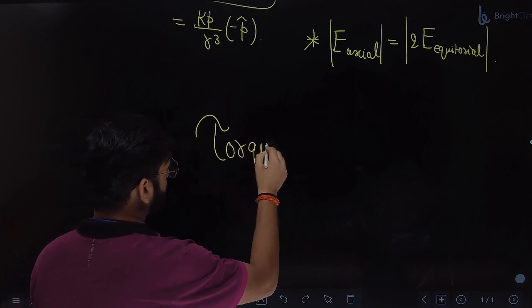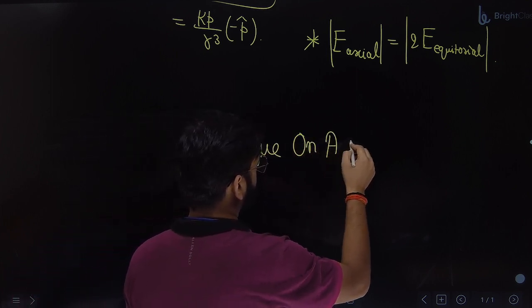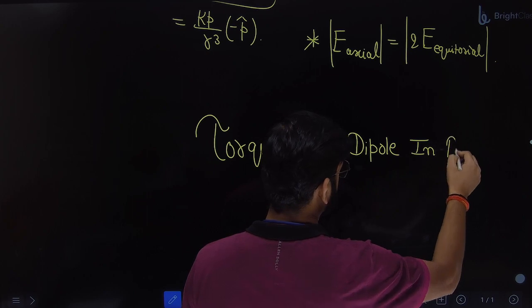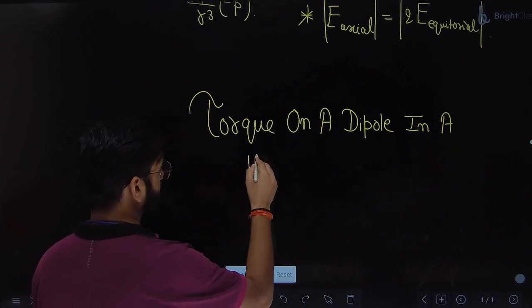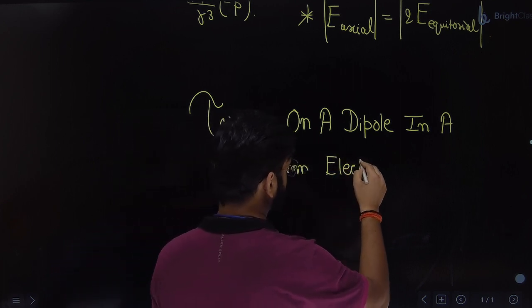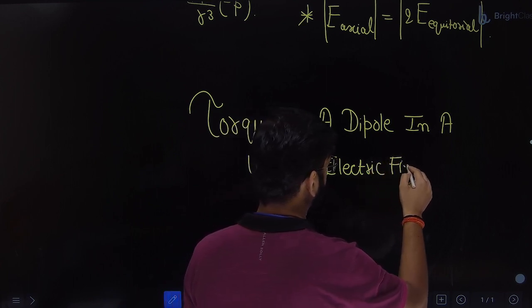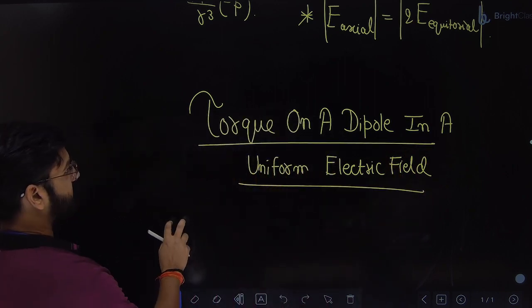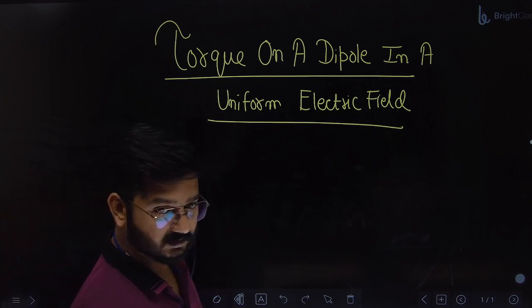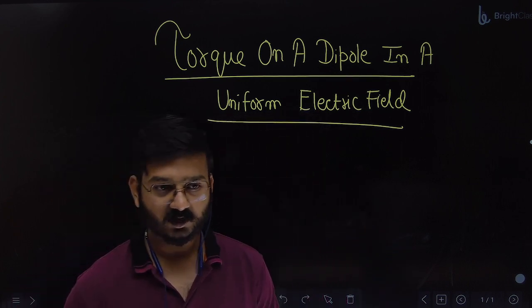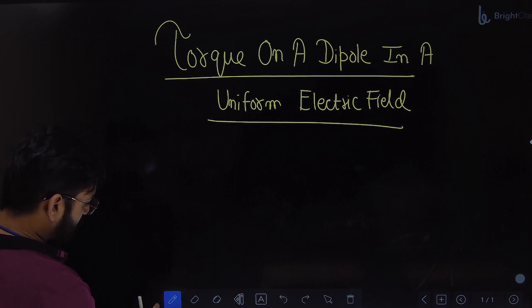Write down the heading: Torque on a dipole in a uniform electric field. All of you remember what is torque? R cross F. Or you can say torque is a force which is responsible for rotating the system. Rotating force. So let's draw a dipole here.